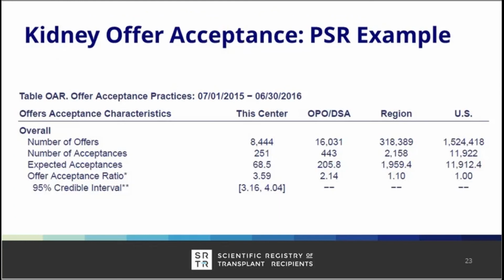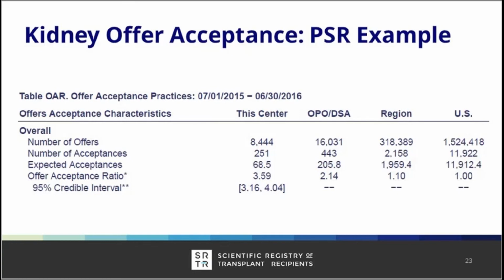This is an example from a kidney report. Other reports look very similar on the public site for this. These are tables in the full PSR, so you have to search for a program on our website, and then you'll find a link to their full program-specific report in PDF format, and then you'll be able to find this table. This is an example just showing in the column labeled "This Center."